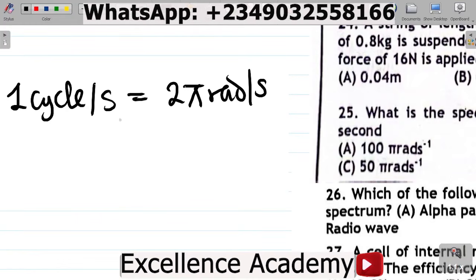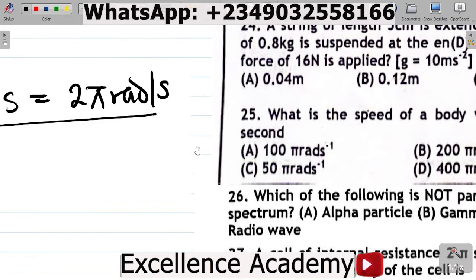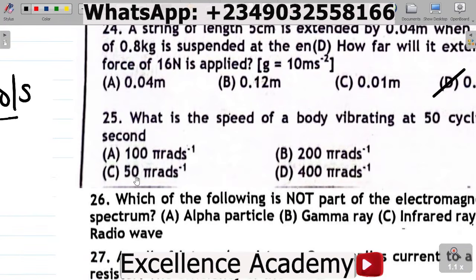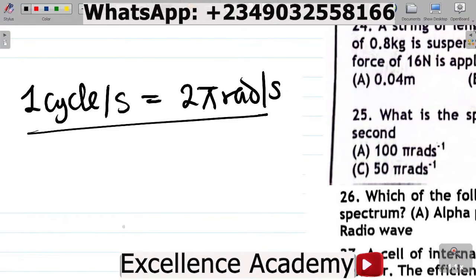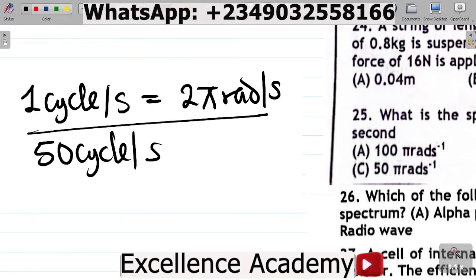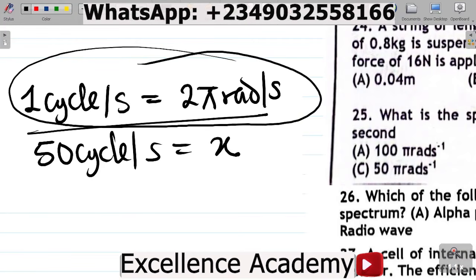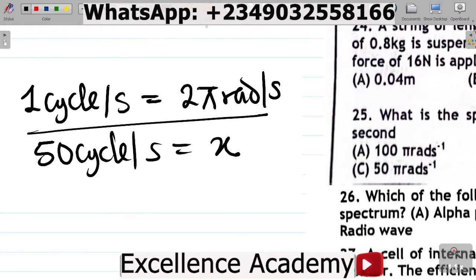Okay, now having this particular relationship, you can solve this question. If 1 circle is 2 pi rad, they're now asking you 50 circles per second will be equal to unknown. But before you solve this question, don't forget this particular relation. This is what you need: that 1 circle is 2 pi rad per second.